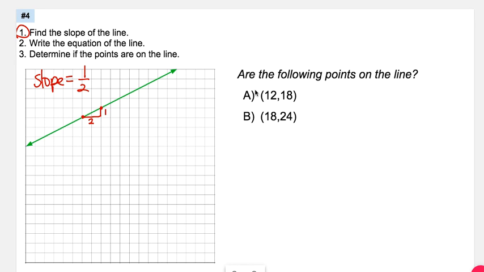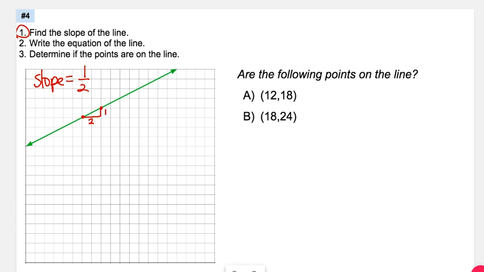So you should have gotten slope equals 1/2. Now you could have picked a different slope triangle than me, but whatever slope you got should be equivalent to 1/2. Doesn't have to be the numbers 1 over 2. You could have 2 over 4, 3 over 6, but whatever slope you have should be equivalent to 1 over 2.